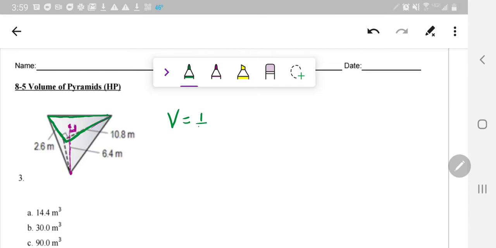Volume equals 1/3 big B little h. The big B is the area of the base, and we indicated it over to the left there, outlined it in green. It's a triangle, so we use the area formula for a triangle, which is 1/2 base times height.